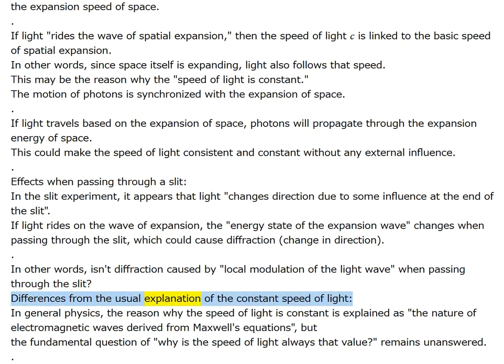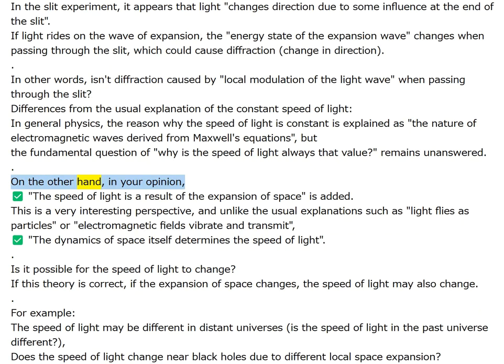Differences from the usual explanation of the constant speed of light. In general physics, the reason why the speed of light is constant is explained as the nature of electromagnetic waves derived from Maxwell's equations, but the fundamental question of why the speed of light is always that value remains unanswered. On the other hand, in your opinion, the speed of light is a result of the expansion of space is added. This is a very interesting perspective, and unlike the usual explanations such as light flies as particles or electromagnetic fields vibrate and transmit, the dynamics of space itself determines the speed of light.